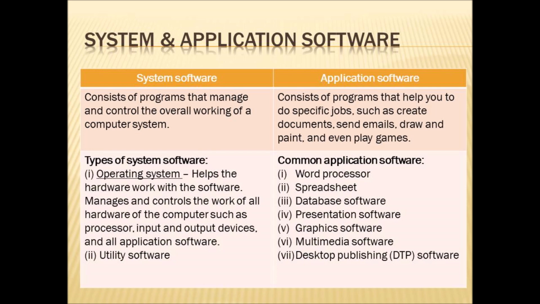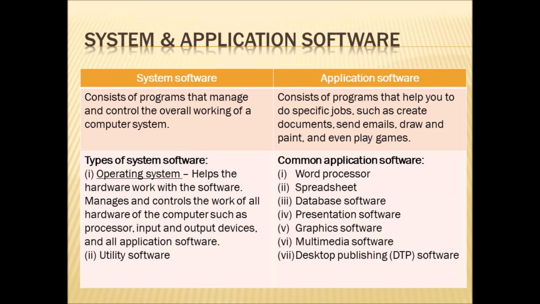Now we will see all the topics one by one. The first one is system and application software. This is the difference between the system software and the application software. First, the system software consists of programs that manage and control the overall working of a computer system.